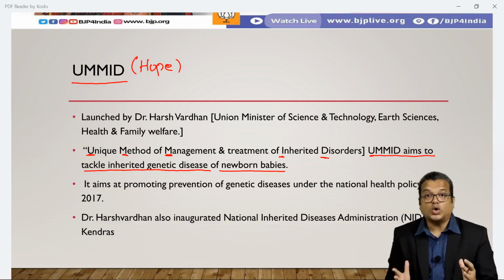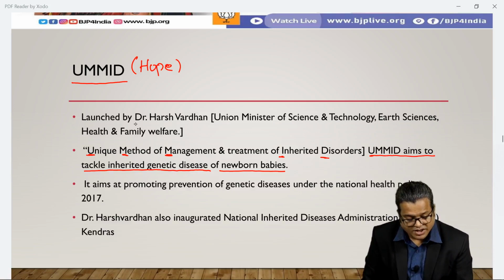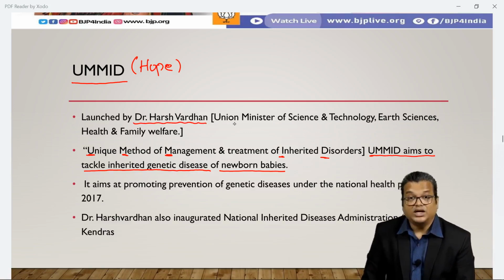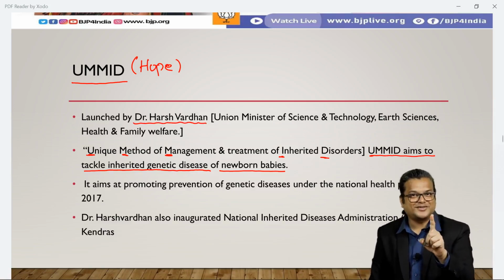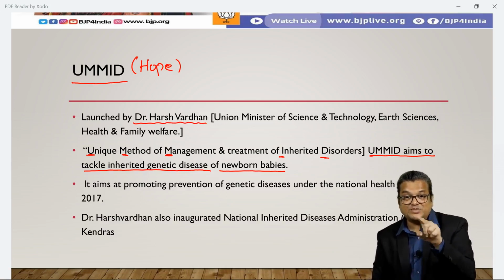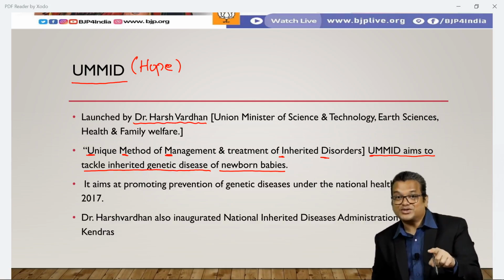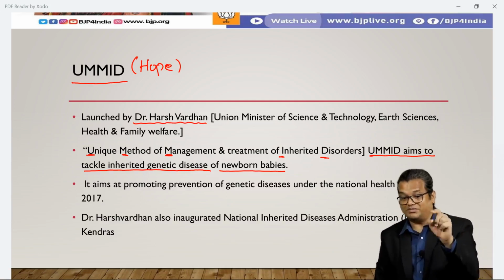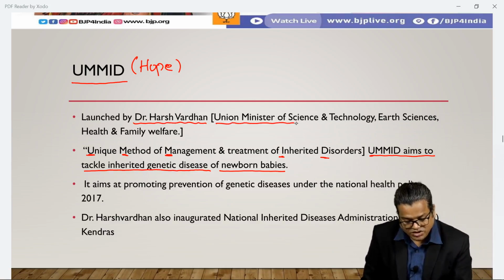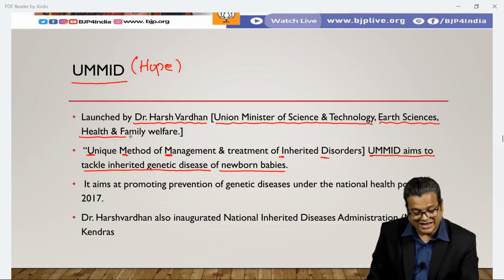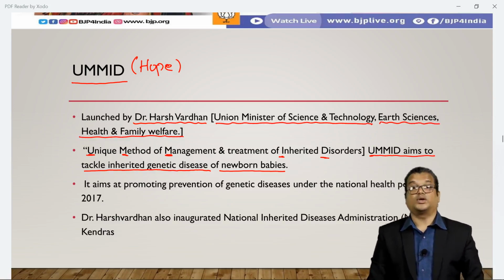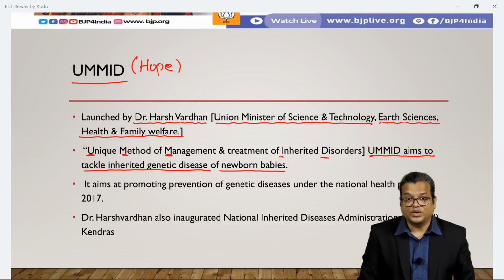Who launched this scheme? It is launched by Dr. Harshvardhan. This name is there in the cabinet ministers, friends, right? So as we discussed, we will keep on discussing the schemes declared by particular ministers, and it will help us to remember the names with the help of examples. Union Minister of Science and Technology, Earth Sciences, Health and Family Welfare. That's very clear.